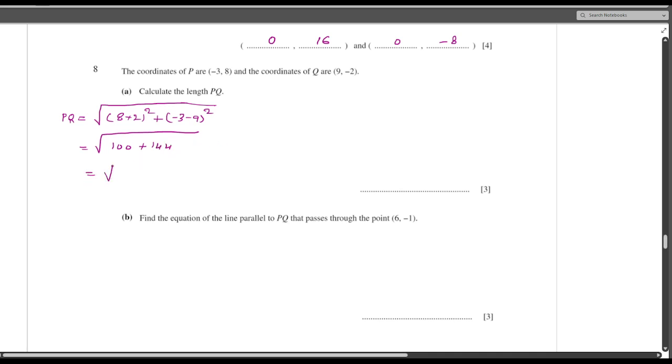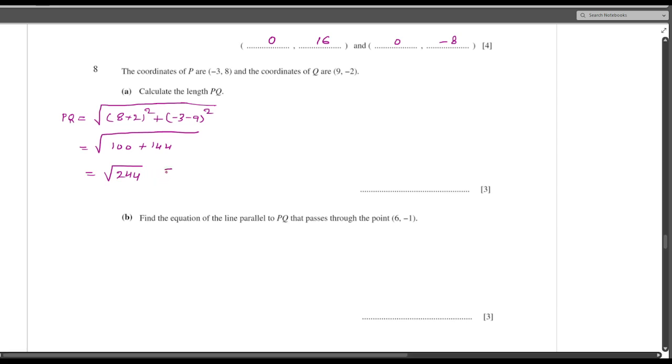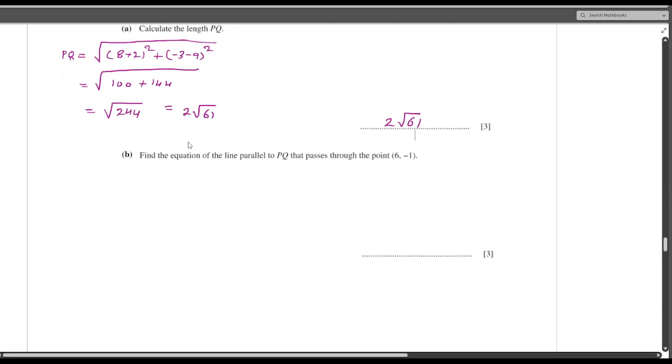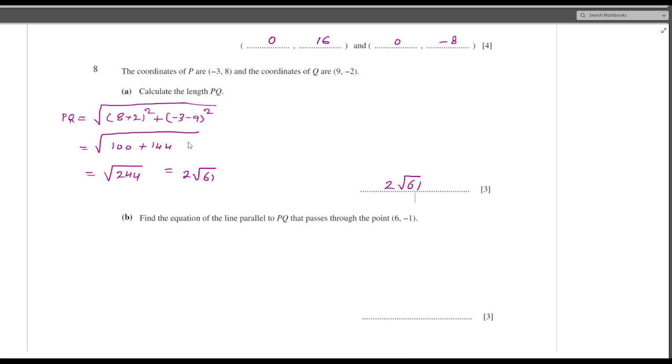So your length PQ is square root of 244. So if I take square root of 244, the result is 2 root 61. This is simplified form, 2 root 61. Okay, now they have not asked me to write in decimal form, so I am avoiding writing in the decimal form. Now find the equation of a line parallel to PQ that passes through 6 comma minus 1.